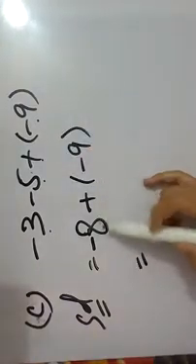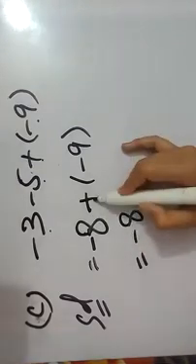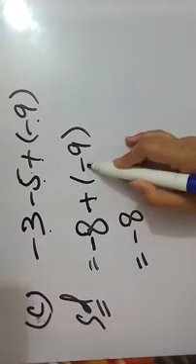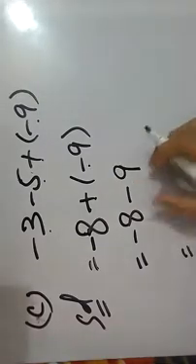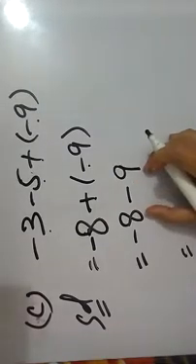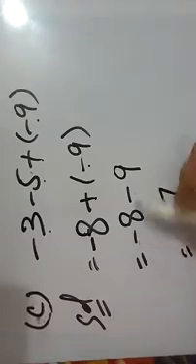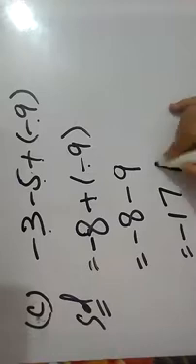Now negative 8, here positive is multiplied with negative, the answer will be negative. Now both numbers are negative, so we will add these numbers. So the answer will be 17, and the common sign between both these numbers is minus.